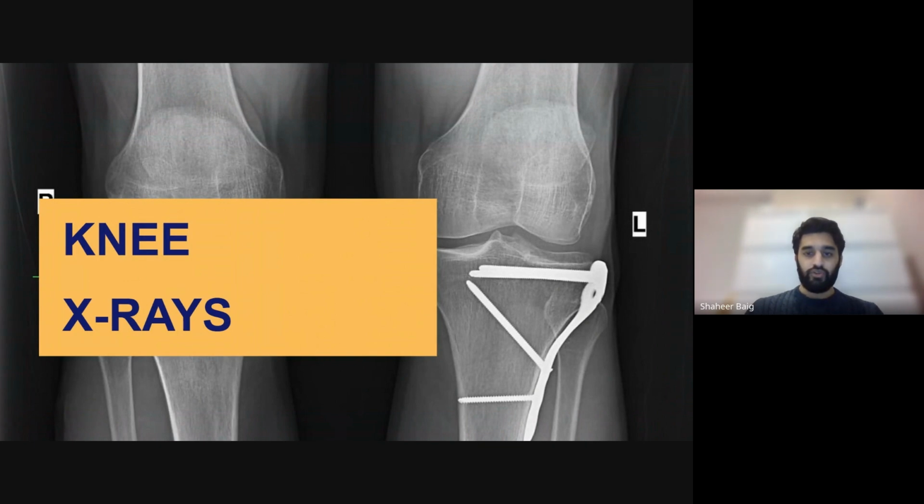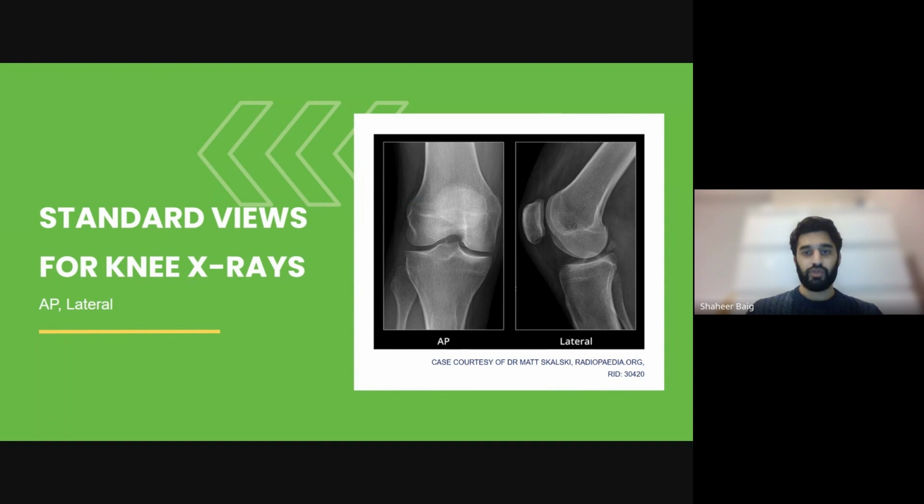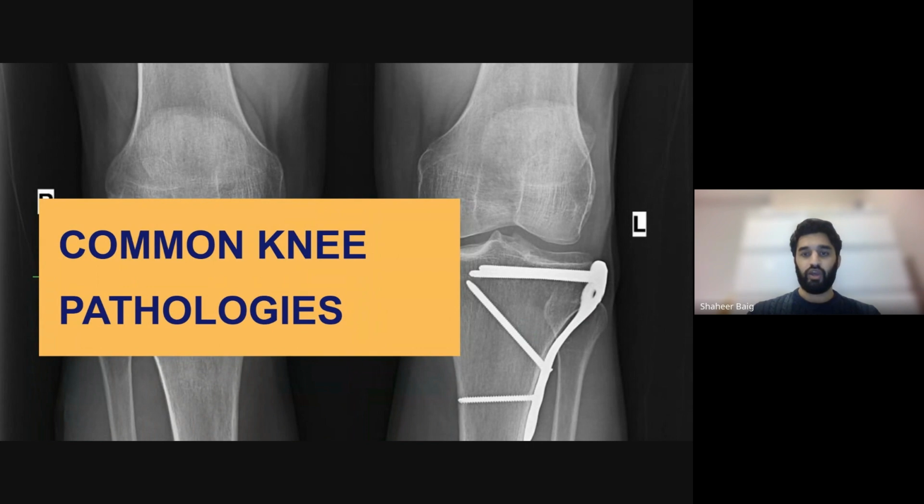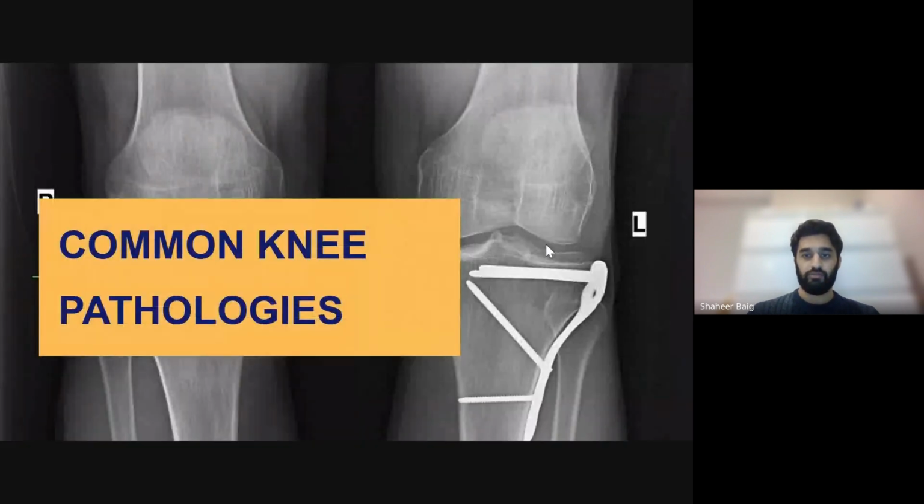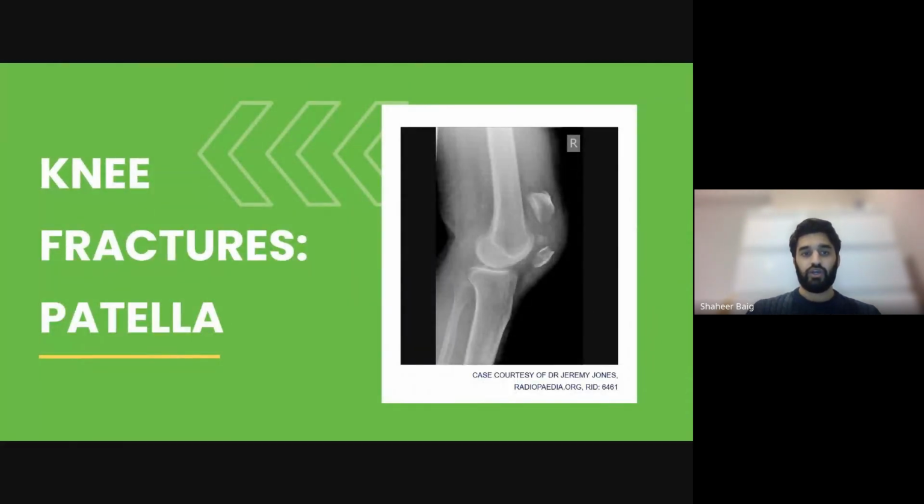Coming down to the knee, there's a whole host of pathologies, but we can just have a look at some common cases. We've got the standard views, which are the AP and lateral, the most common. We can also get patella views, which are not highlighted here, if we're looking at patellofemoral pathology or a patella fracture, and that is usually a view from above, looking at the patella specifically.